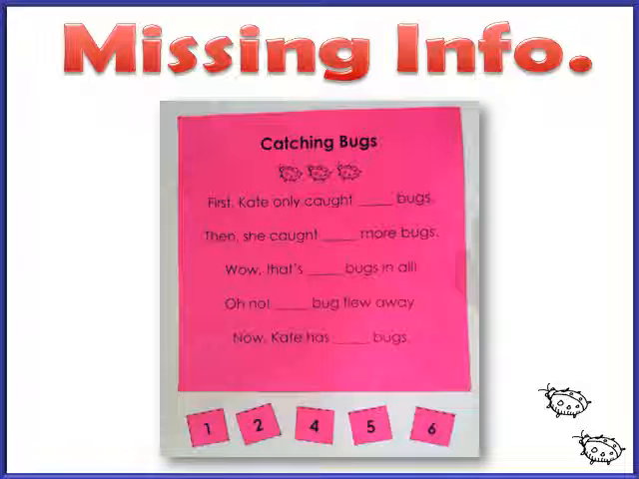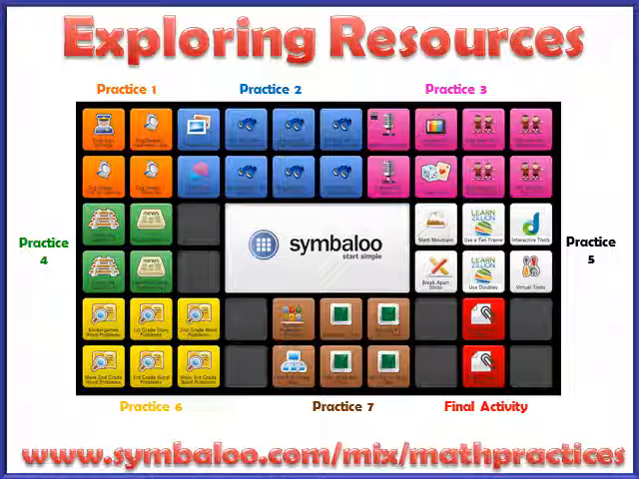Okay, so now let me go back and read the rest of the problem and see what else I can plug in. First, Kate only caught, maybe I'll try 2, because she only caught, so it might be a small number. So first she caught 2, and then she caught, let me see, 4 more. Okay, so 2 and 4, so she caught 4 more, so that makes 6 bugs in all. Okay, well, that works so far. Oh no, 1 bug flew away. Okay, so now she has 5 left. Okay, that makes sense. This really also focuses on persevering in problem solving, because the kids can't just take the numbers and do something with them. They really have to persevere, problem solve, and make sense of this problem.